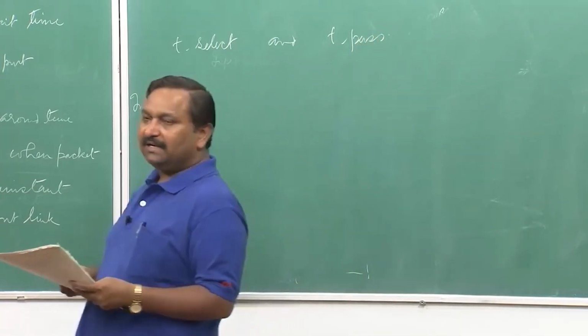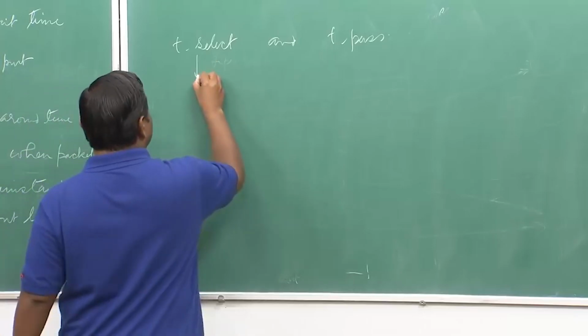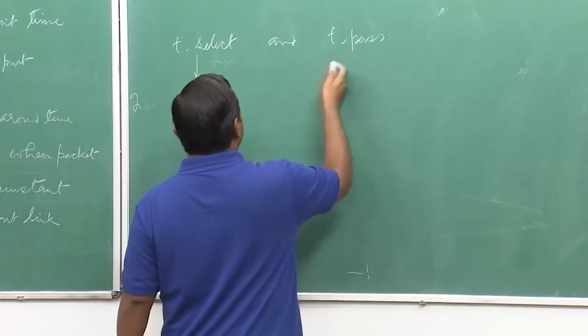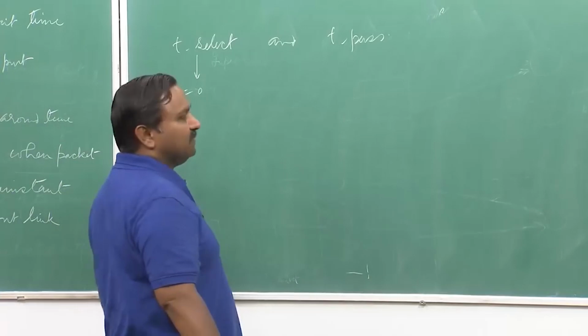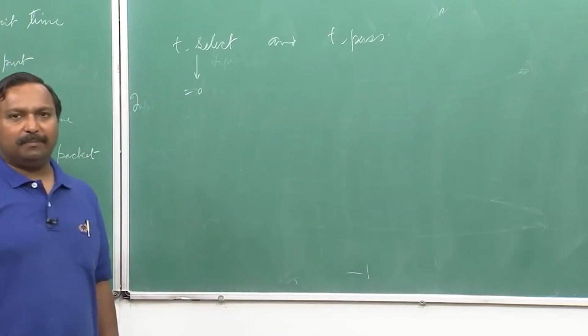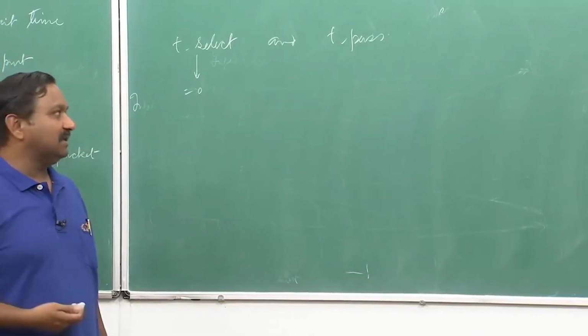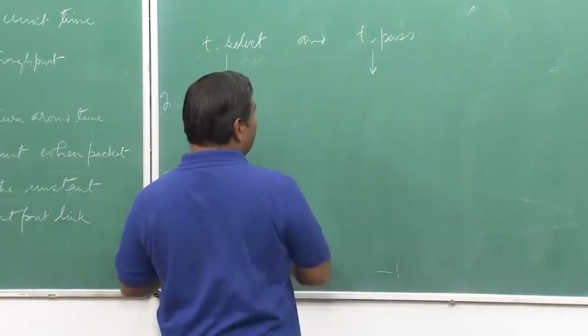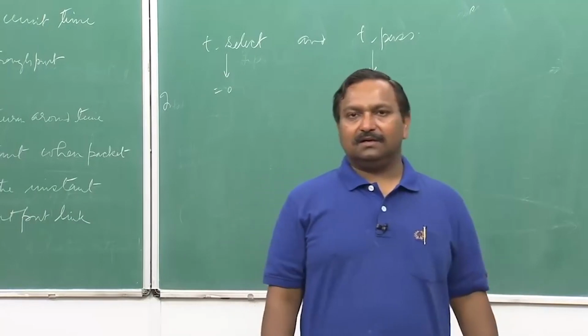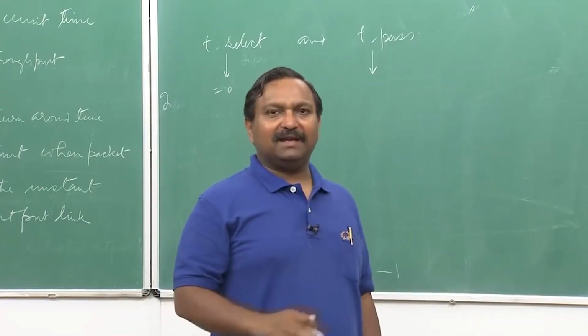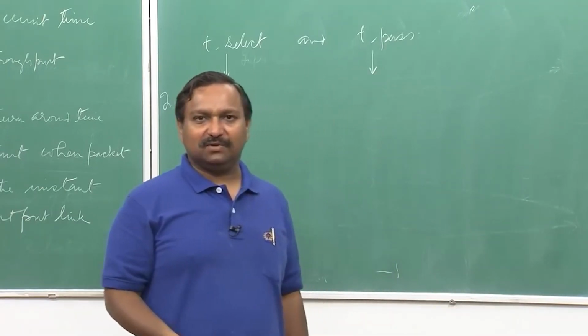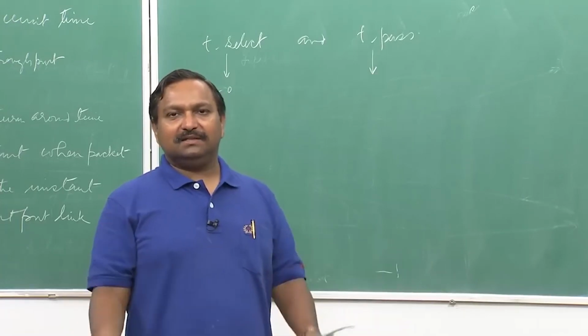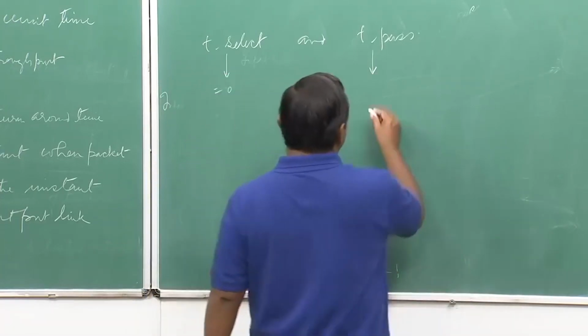So there is a possibility I can assume that T select is 0, and then the complete slot period is going for passing out the packet. The packet does not go in one go itself. Second thing is, the whole time is required for doing the selection. The packet can be transferred almost instantaneously. So infinite bit rate is there in the internal network. So T pass can be 0.